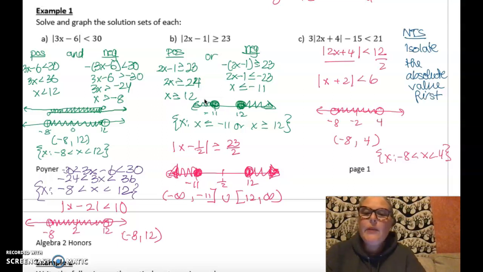Okay, I've put up the answer to part C. I also put the note to self, NTS, on the side. Isolate the absolute value first before you do anything else. And the way I chose to do it is conceptually, because I feel like it's way faster than anything else. So that's where I started with this.